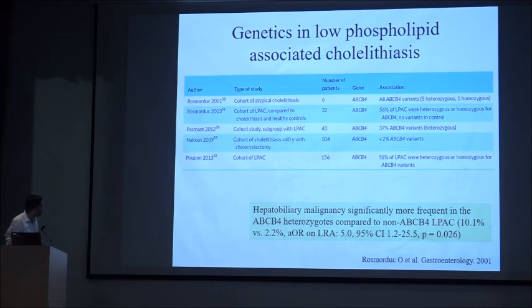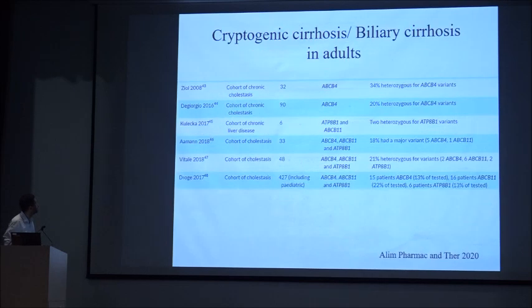Obviously, the hepatobiliary malignancy, that is HCC and CCA, were more common in patients who were homozygous. These hepatobiliary malignancies were more common in patients with ABCB4 associated LPAC as compared to non-ABCB4 associated LPAC.